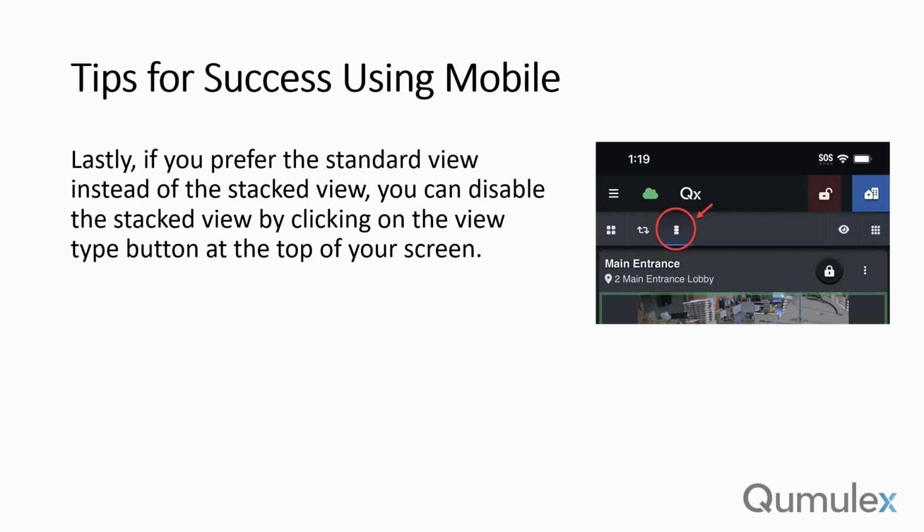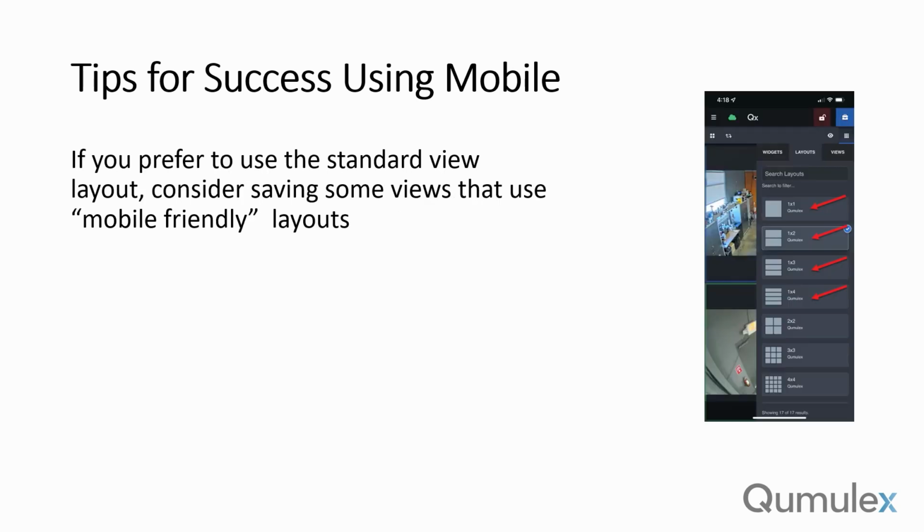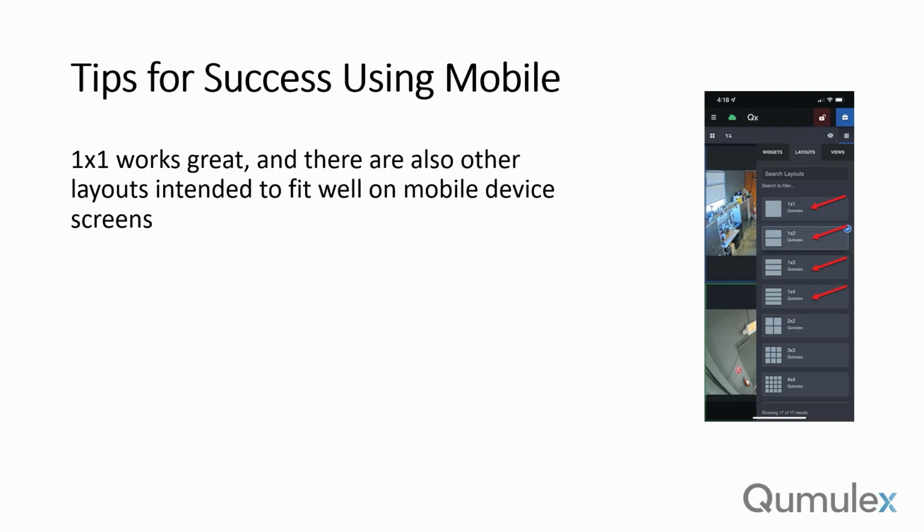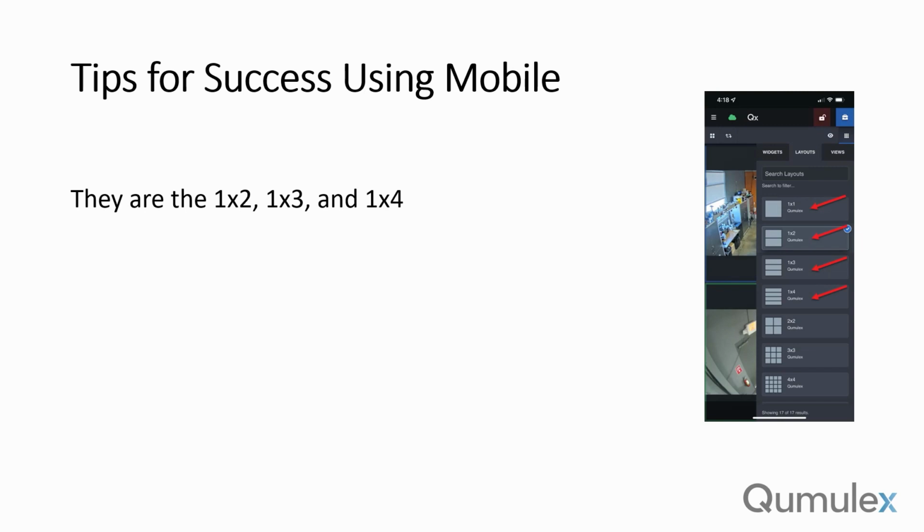Another thing you can do is if you prefer the standard view instead of the stacked view, at the top of your screen there, you see the stacked icon. You can actually click on that and you can return to a traditional view. If you like to use the standard view, you might want to consider using some views that are mobile friendly in terms of the layout that they were built with. So for example, 1x1 of course works great, but we also have the 1x2, the 1x3, and the 1x4. These layouts were made specifically for mobile devices and do a much better job of maintaining the aspect ratio.